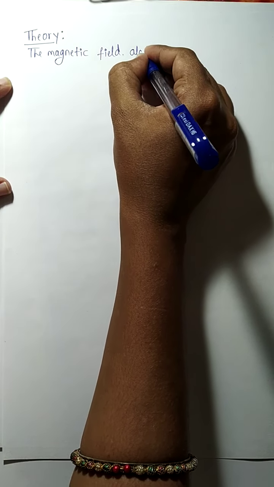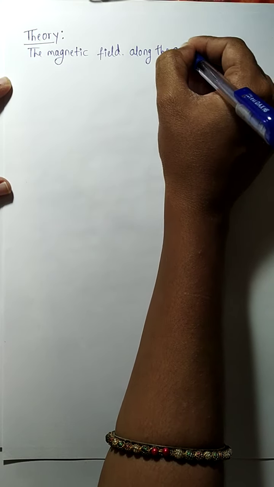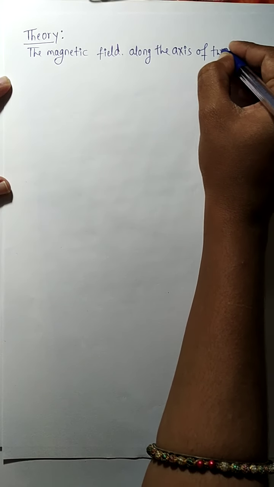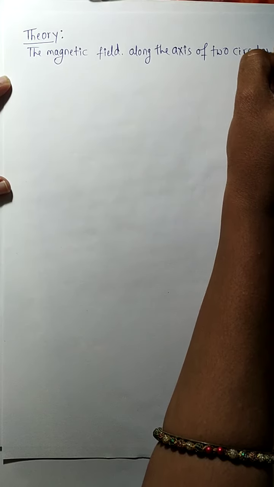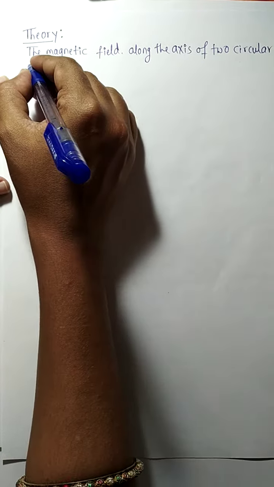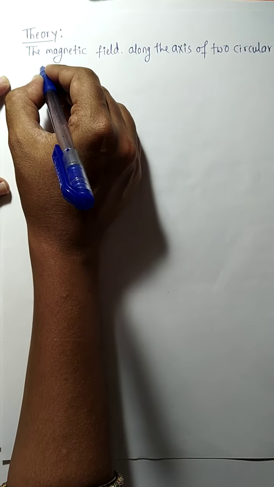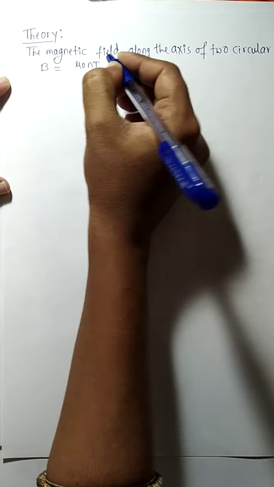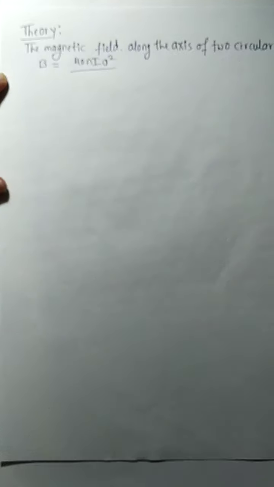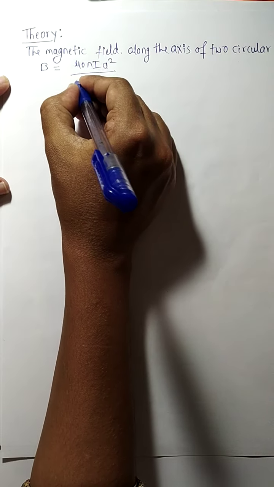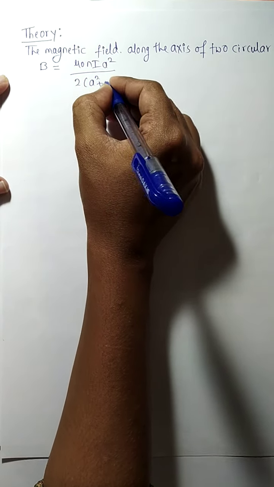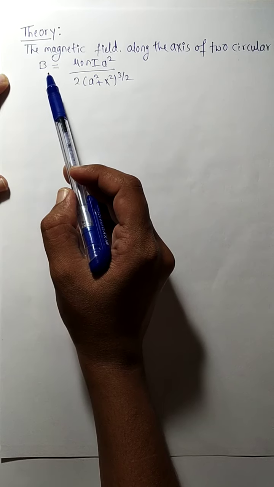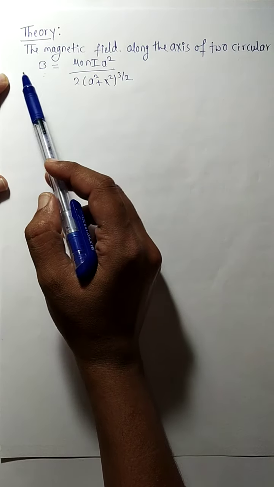The magnetic field along the axis of a circular coil, or here, since two circular coils are there, along the axis of the two circular coils, due to only one circular coil, I will write the equation: B is equal to mu naught N i a square, where a is the radius of that coil, divided by 2 times (a square plus x square) raised to 3 by 2. So this is the equation. This is the magnetic field due to one circular coil along the axis of that coil.